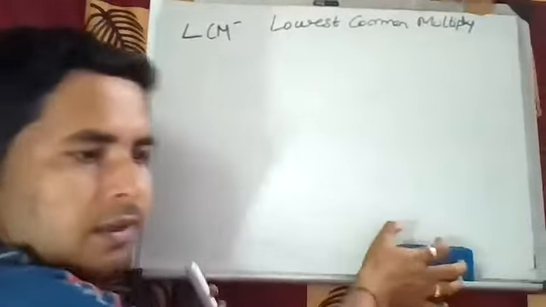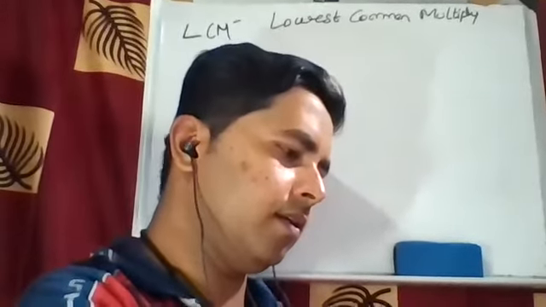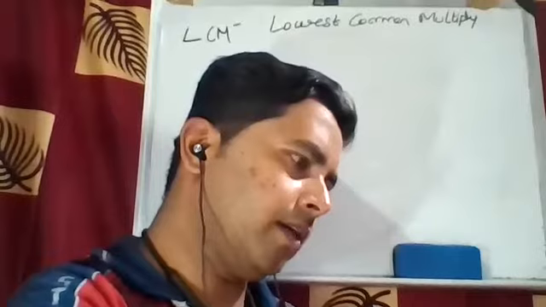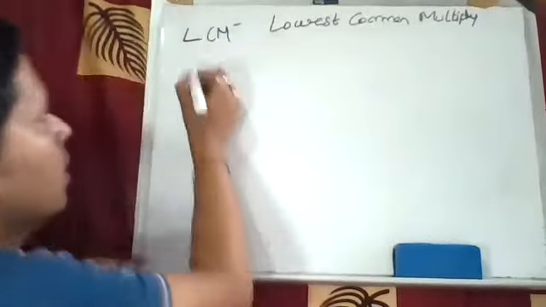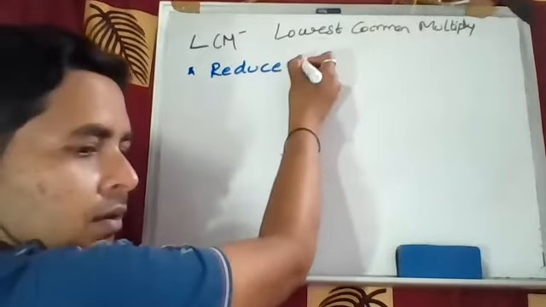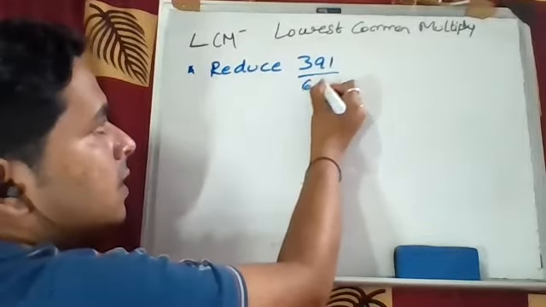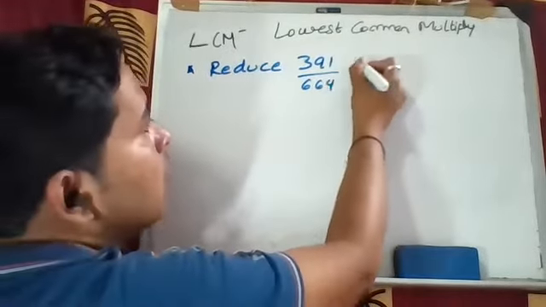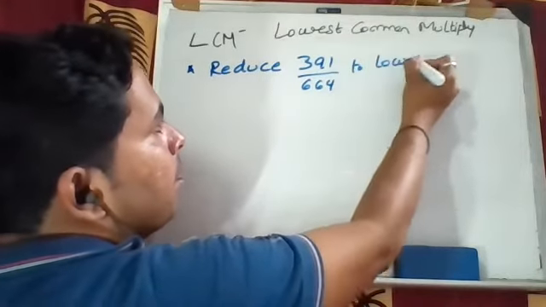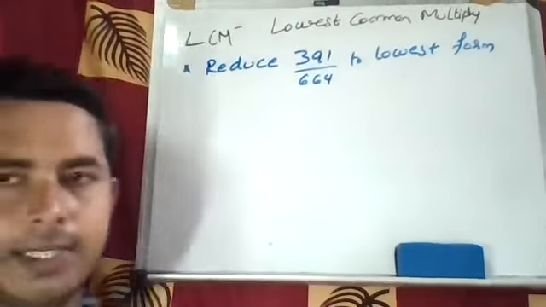Now they'll ask one question in such a way that they'll give one question: reduce 391 by 664 to lowest form. Okay, they'll ask a question like this.